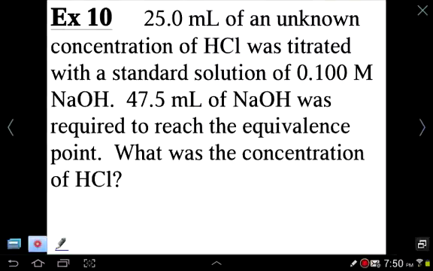The example is 25 milliliters of an unknown concentration of hydrochloric acid was titrated with a standard solution of 0.100 molar sodium hydroxide. 47.5 milliliters of sodium hydroxide was required to reach the equivalence point, and what's the concentration of HCl? So technically this is our setup. Let's find out from the added sodium hydroxide exactly how many moles of sodium hydroxide were added, because however many moles was added of sodium hydroxide, that's exactly how many moles of acid was reacted.